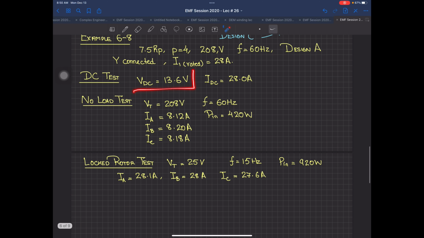You can see you gave just a voltage of 13.6 volts. The current came out to be 28 amperes. So you can see the rated current was flown in the DC test. So you can find out the resistance easily over here.